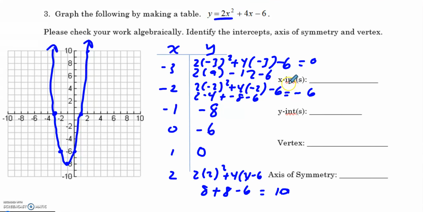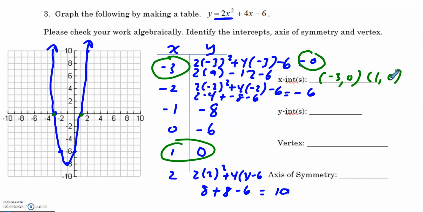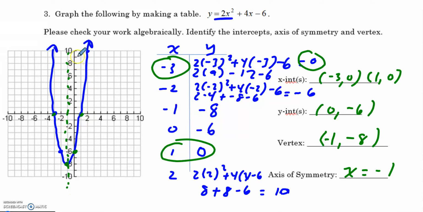The x-intercepts are the places I cross the x-axis. We see that here, and we see it in the graph. -3, 0, and 1, 0. The y-intercept is where it crosses the y-axis. 0, -6. The vertex is where it turns, which is at -1, -8. And lastly, the axis of symmetry is the line that cuts this parabola in half, which would be a vertical line. So that would be the line x equals -1, because it goes directly through this vertex.